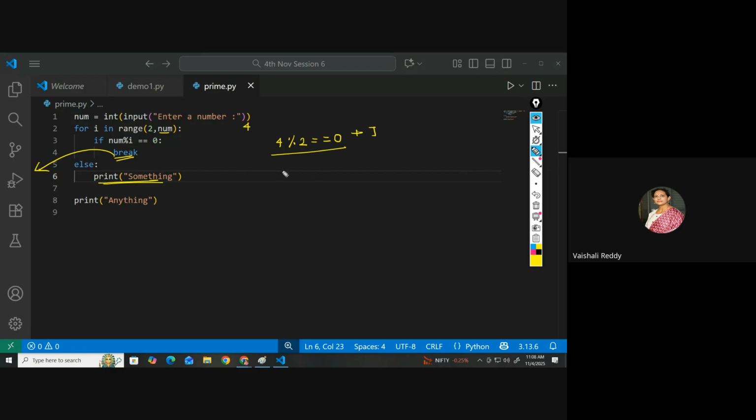Fine. Now I am taking another number. 5 mod 2 equal to 0? No break. 5 mod 3 equal to 0? No break. 5 mod 4 equal to 0? No break. And this is the last point. We go up to 4 only. Will the else part get executed? The loop did not break anywhere. So will the else get executed? Yes. Rajat is saying yes. What about others?